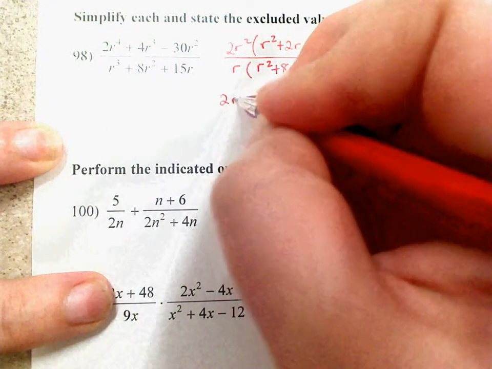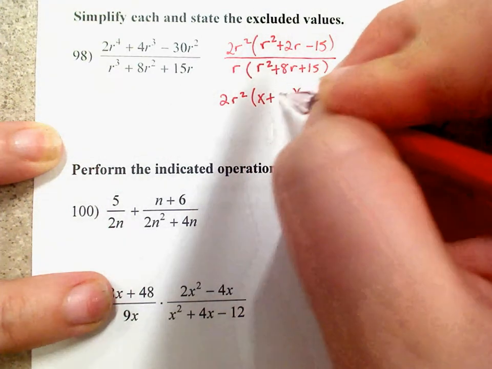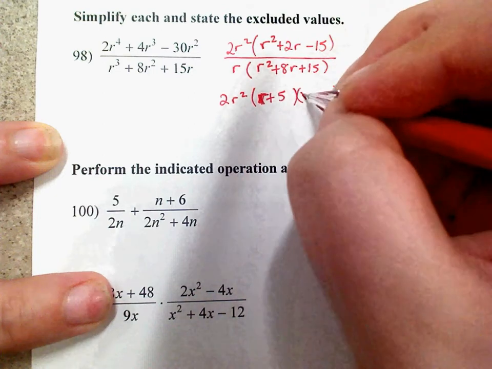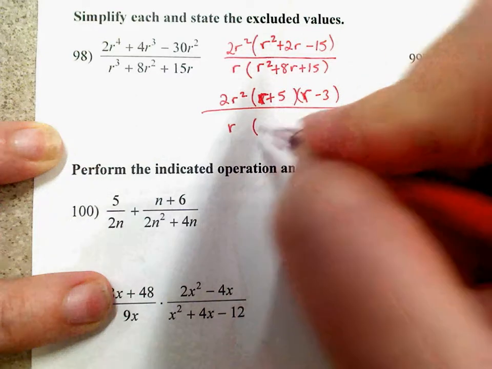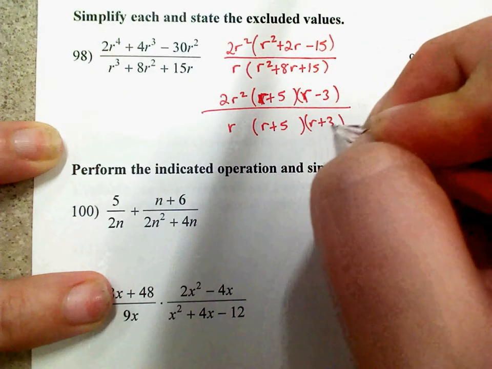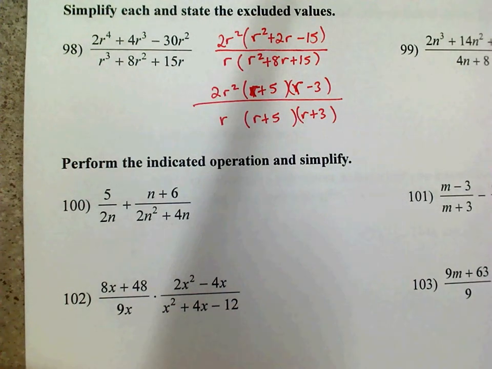So I've got 2r squared, and I'm looking for the factors of negative 15 that add up to 2. So positive 5 and, oop, just kidding, r. And negative 3. And the denominator, I'm looking for factors of 15 that add up to 8, which are positive 5 and positive 3. So, as far as simplifying goes, well, first let me state the excluded values.